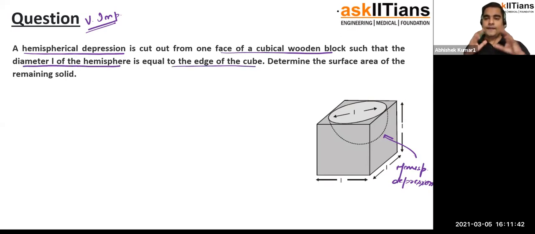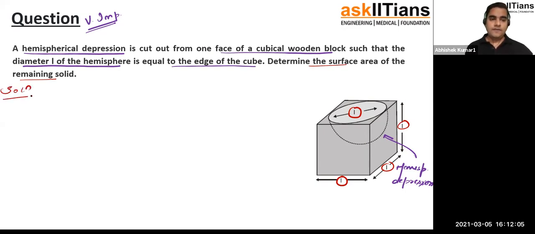Means whatever the diameter of the hemisphere that you have, which they have denoted by L. Let me show you that this diameter they are talking about. So this diameter is same as the length of the edge of this cube. They are asking you what is the surface area of the remaining solid. So let us understand what we have to calculate here.